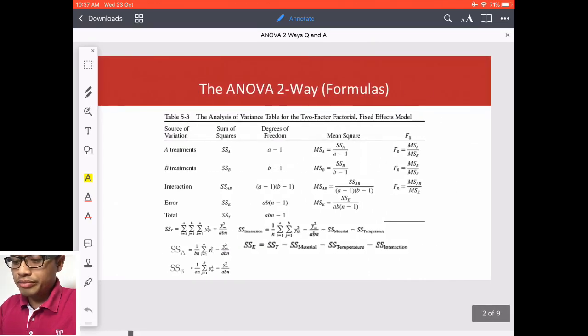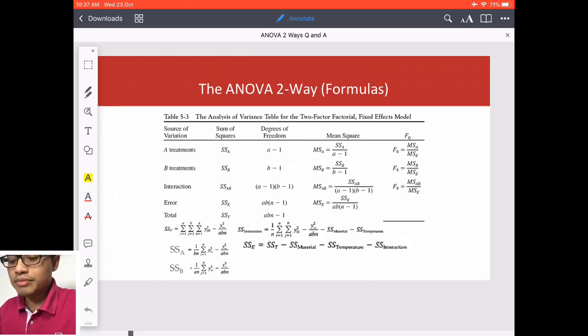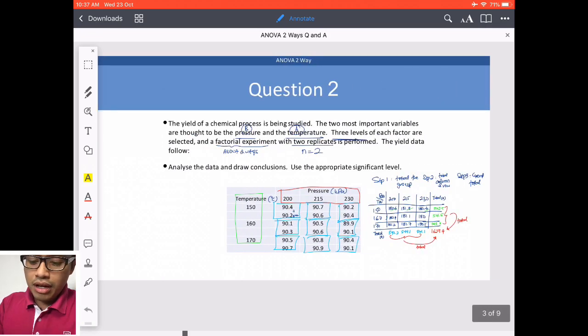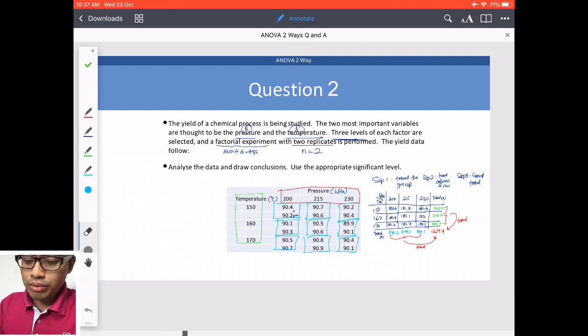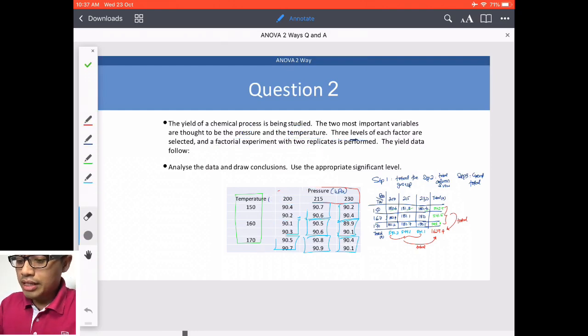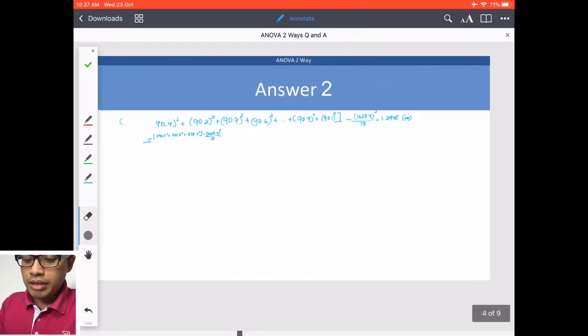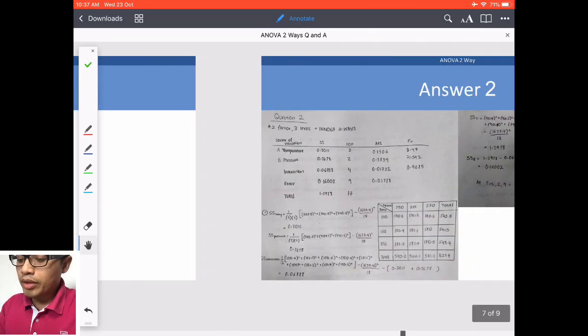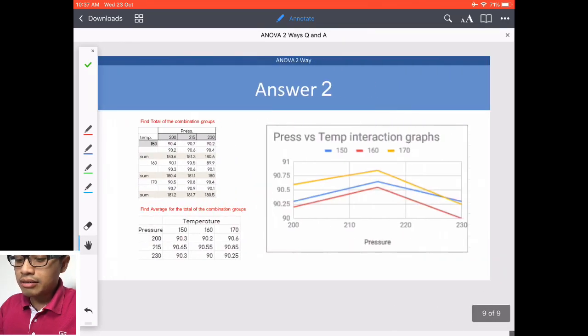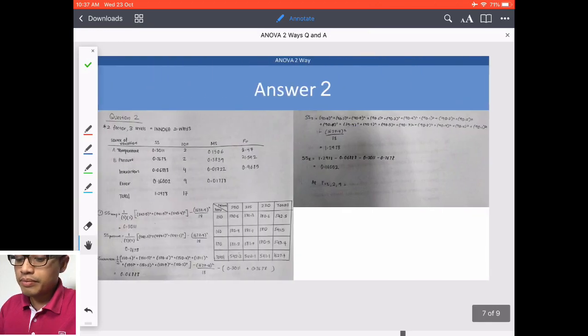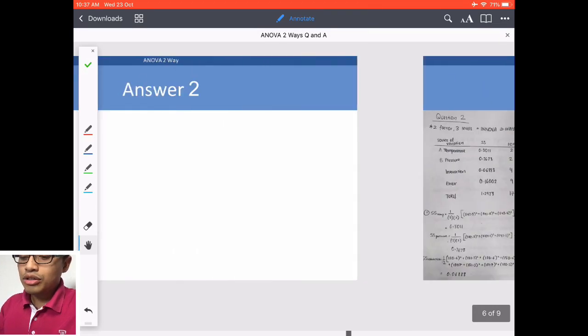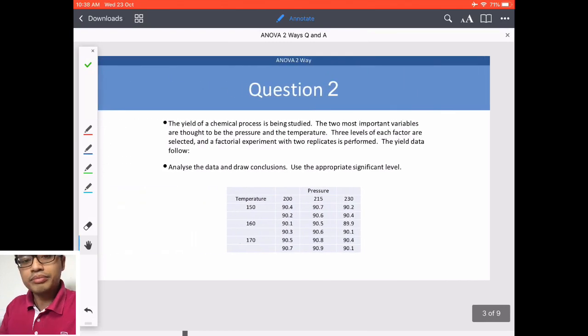Right, so let's go. On the next slide, I give you the formulas, and this is the question. I've written something on top of it, so let's clear them up first. I also have some blank pages, 3 of them, that I'm going to write notes on, and the rest are the question and the answers. I'm going to go through the question bit by bit.